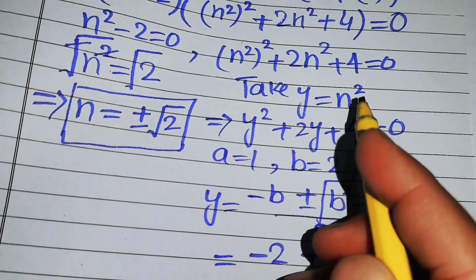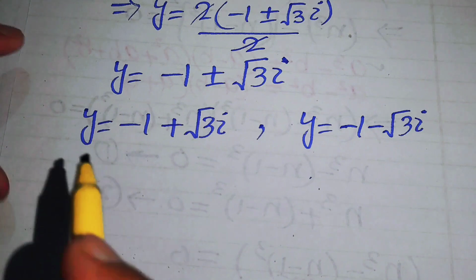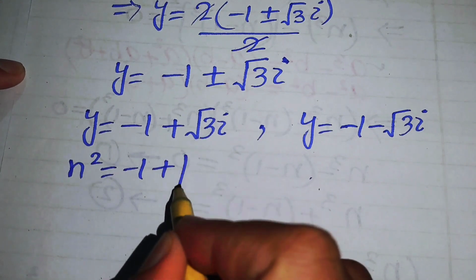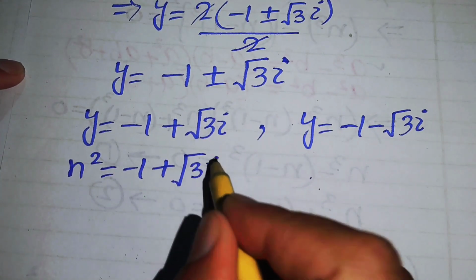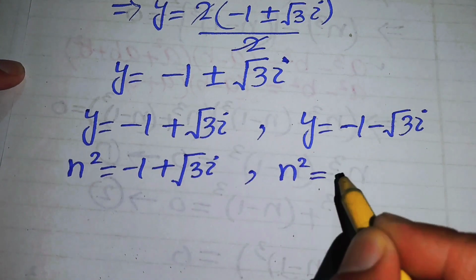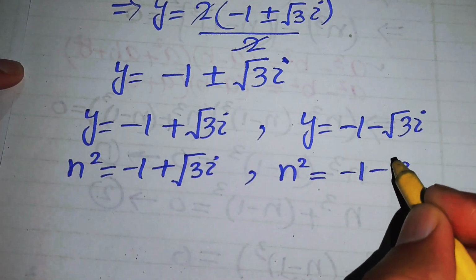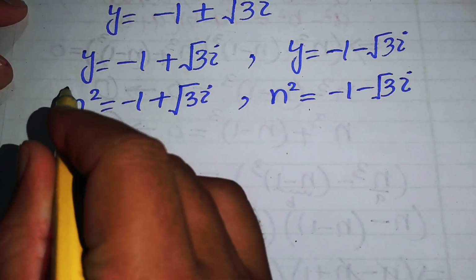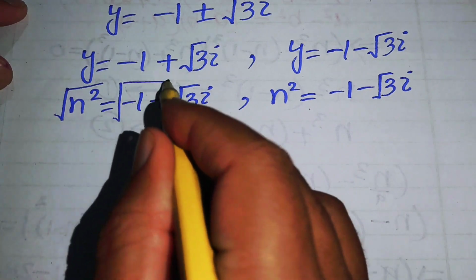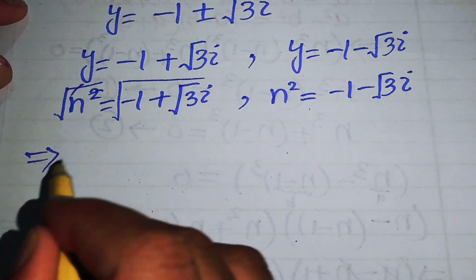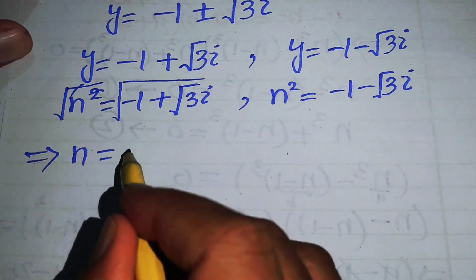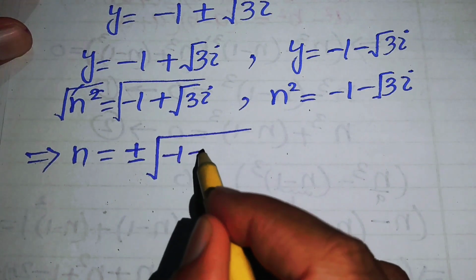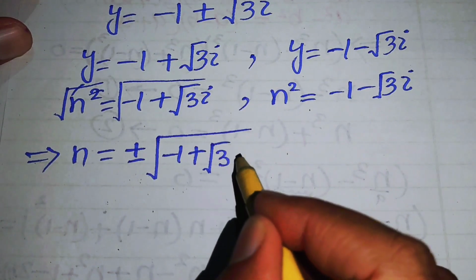And now we will back substitute the value of y, and at the start of the problem here we took y equals n squared. So now we back substitute the value of y, and it becomes n squared equals minus 1 plus square root of 3 iota, and similarly here you get n squared equals minus 1 minus square root of 3 iota. And now we take the square root again on both sides of this term, so it will look like this form, and here these two terms are cancelled by each other, and we will get n equals plus minus square root of minus 1 plus square root of 3 iota.